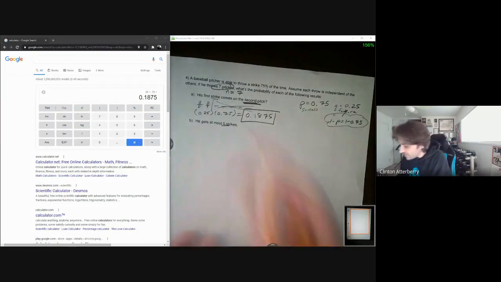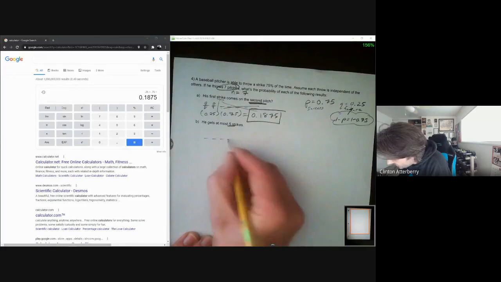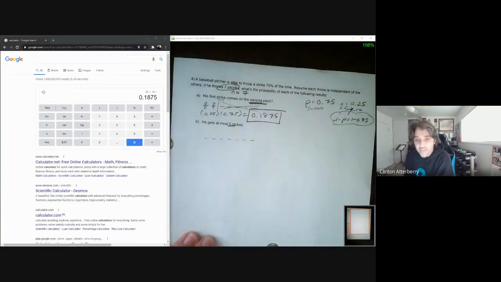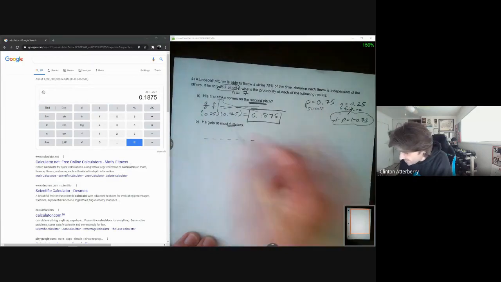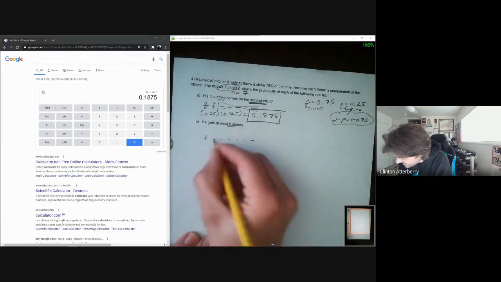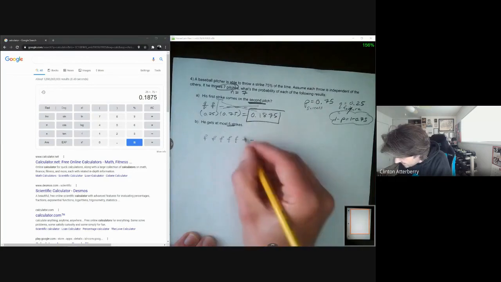If you think about it for a moment, there are 7 pitches thrown: 1, 2, 3, 4, 5, 6, 7. This right here says he gets at most 5 strikes. So that would be like getting a success, a success, a success, a success, a success. So 5 strikes and then 2 failures.